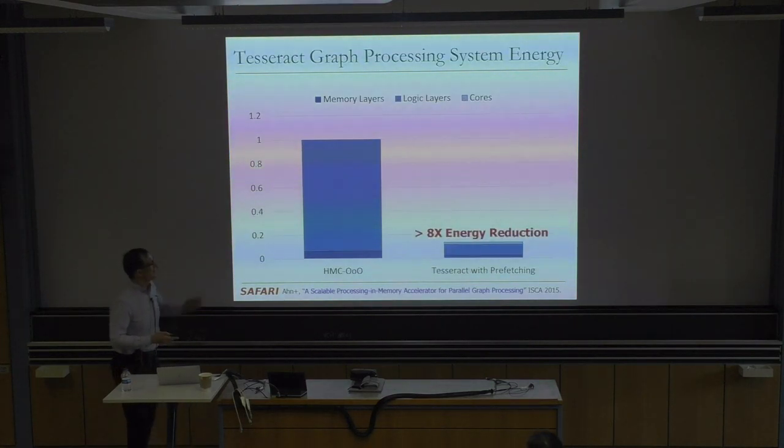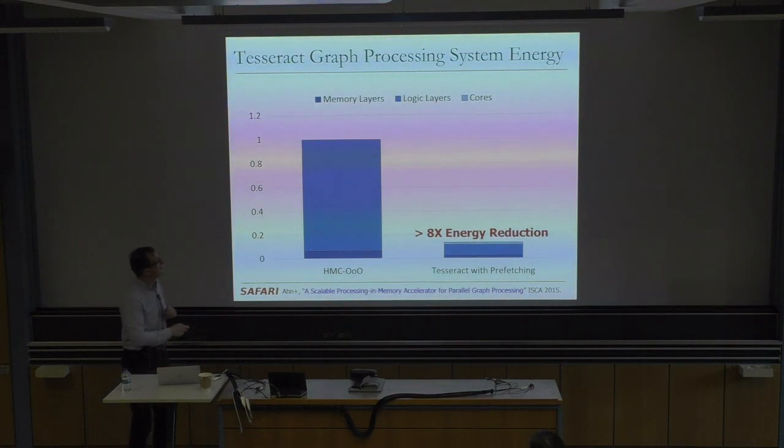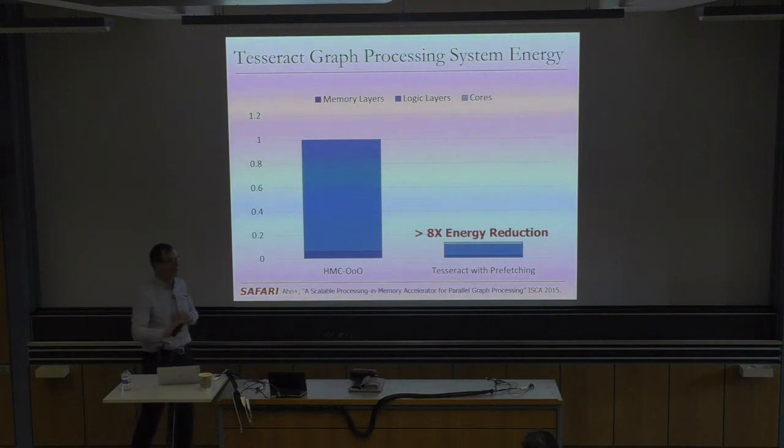Okay, and the end result in terms of energy is also very promising. This is about 8x energy reduction in the paper. And we don't even show the baseline out-of-order cores because we believe they're inefficient in the design. So if you include them, they'll be even higher over here. But the takeaway is you can reduce the energy significantly. And this is end-to-end system energy also. It's not just DRAM energy, memory energy.